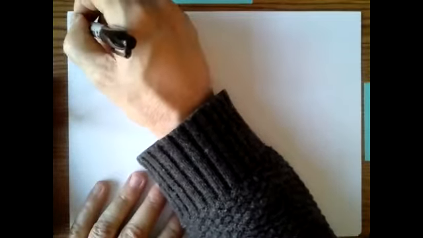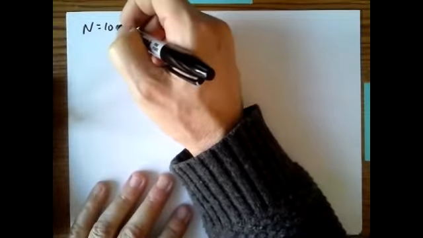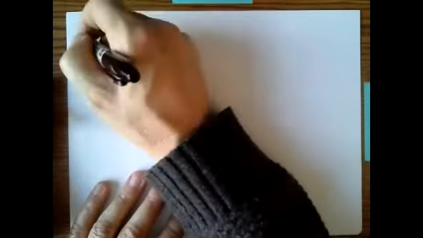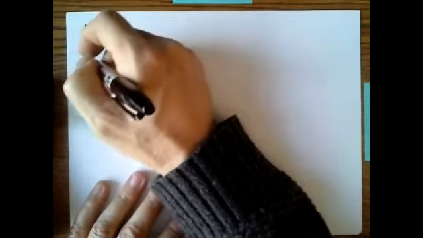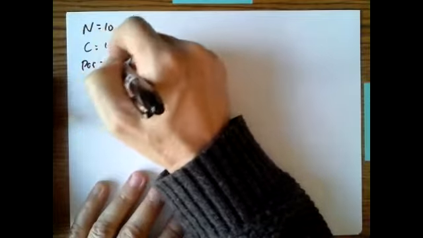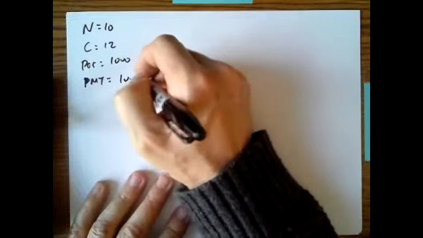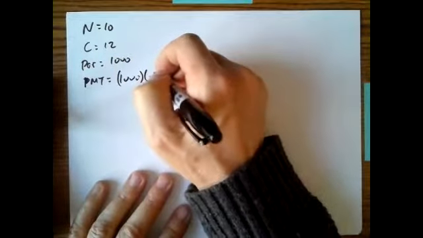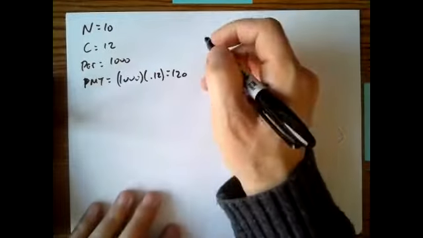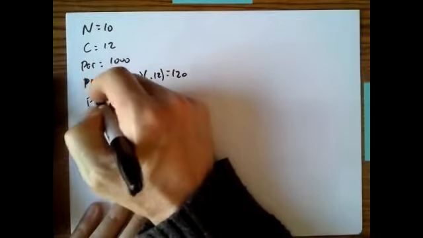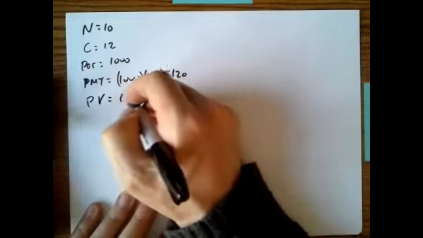Okay, so what do we know? We know that the bond, it doesn't matter when it was issued. We know that it has 10 years left. So if we're going to work with yield to maturity, it has 10 years left to maturity. We know that the coupon rate is 12%, and we know that the par is 1,000. So the annual payments are going to be 1,000 times 0.12, or 120. And we know that the price today, or the PV, is 1,100.